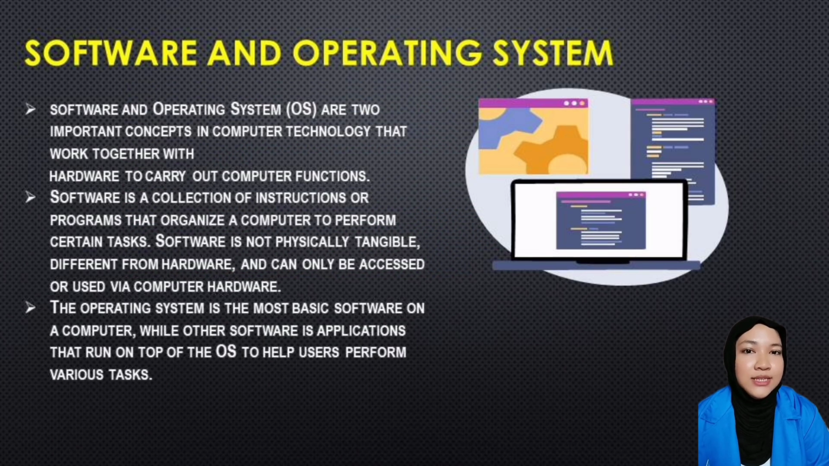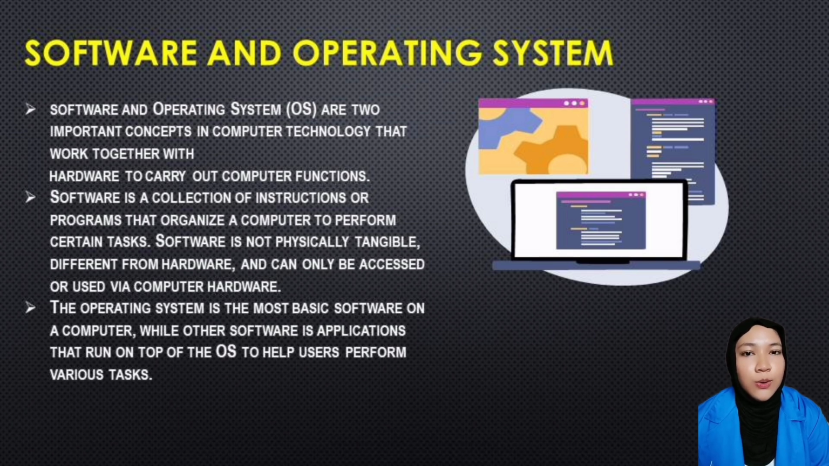Now, we will discuss software and operating system. Software and operating system are two important concepts in computer technology that work together with hardware to carry out computer function. Software is a collection of instructions or programs that organize a computer to perform certain tasks. Software is not physically tangible, different from hardware, and can only be accessed or used via computer hardware.